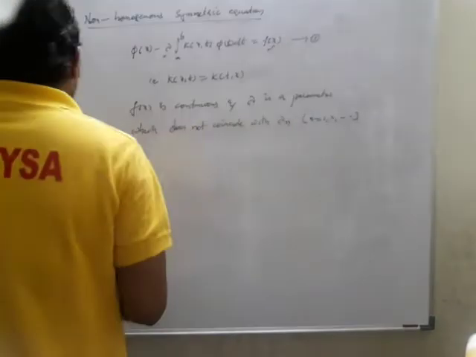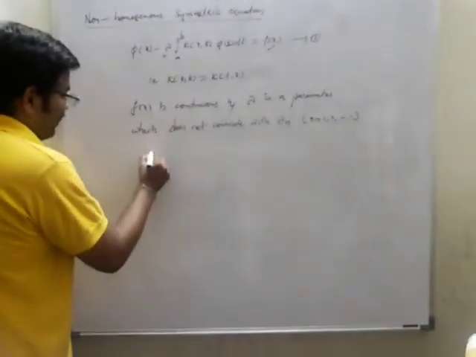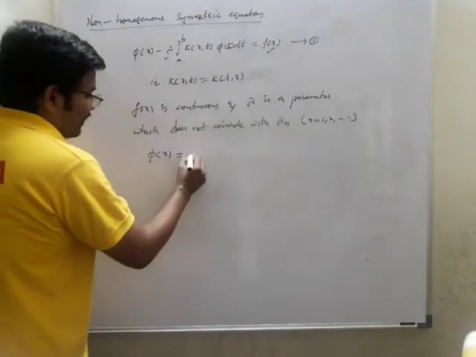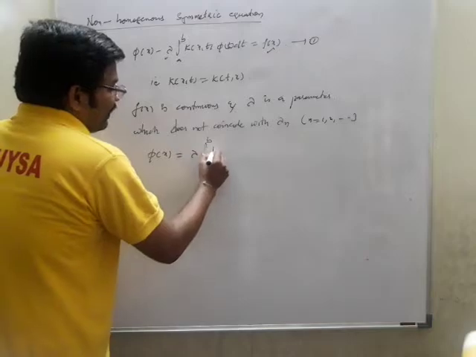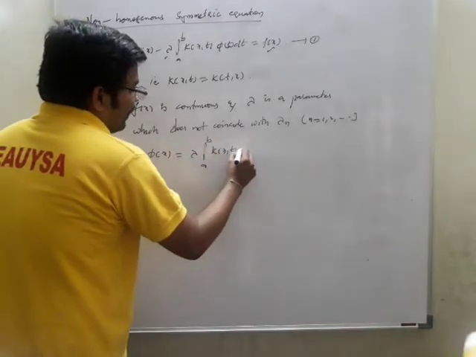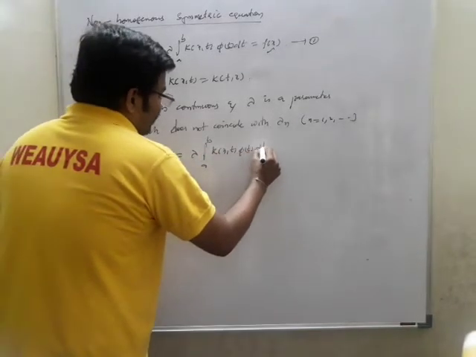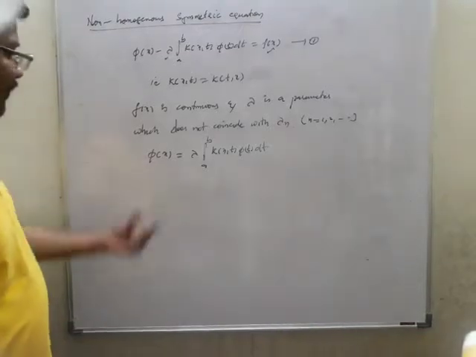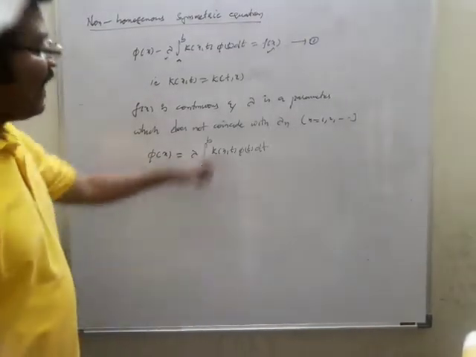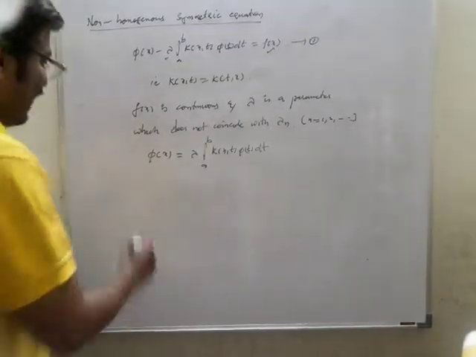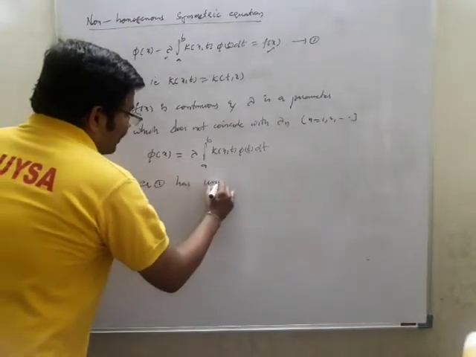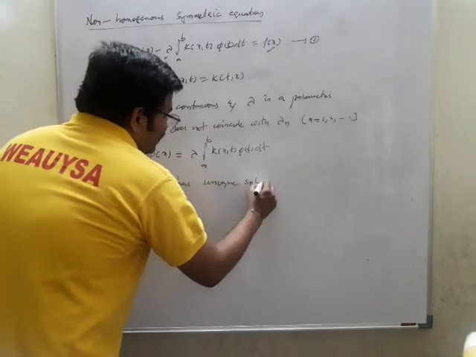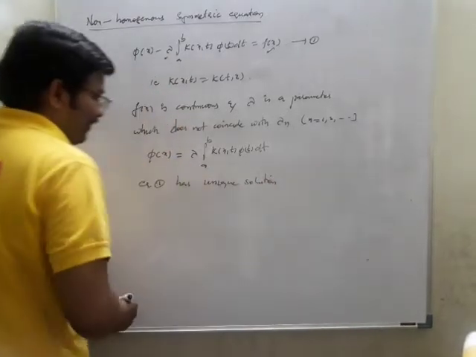Okay, then the corresponding homogeneous equation, we will take a homogeneous equation phi of x equal to lambda into integral a to b k of x comma t phi of t dt. Now this is a homogeneous equation. For this homogeneous equation, if lambda does not coincide, equation 1 has a unique solution. It has a unique solution.